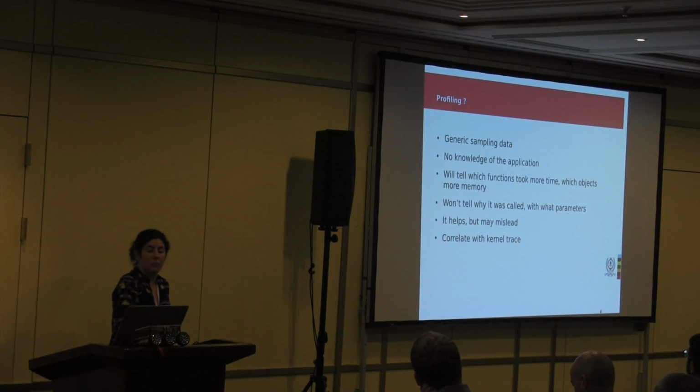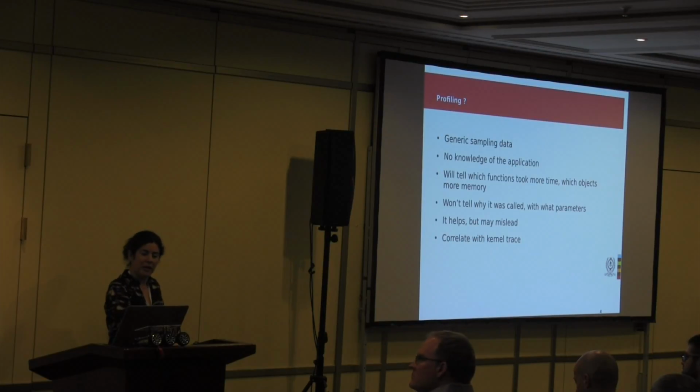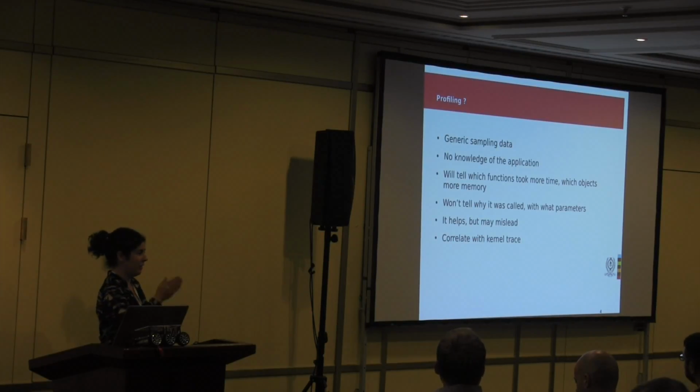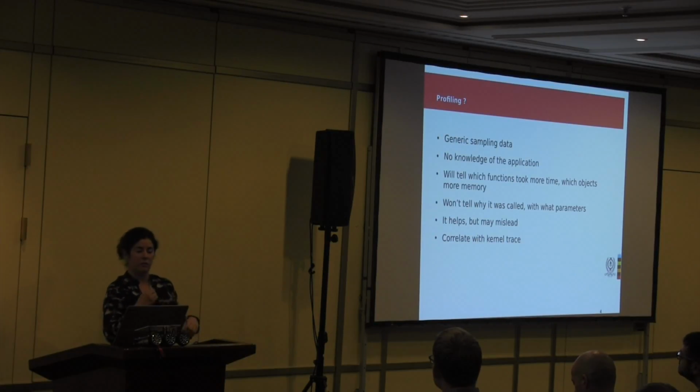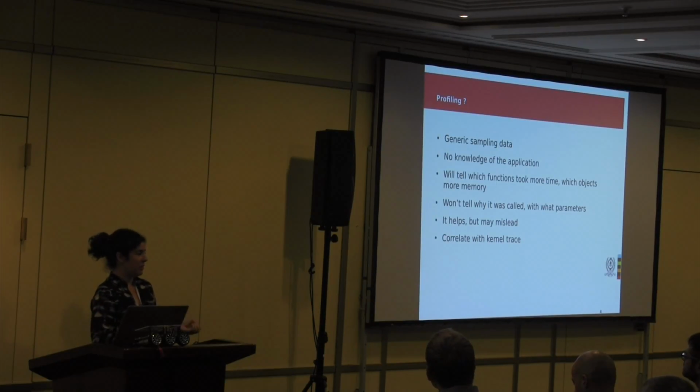We could use a profiler. That's easy. There are a lot of Java profilers around. We just need to plug it in and start profiling. It will take generic sampling data at different times. It requires no knowledge of the application. But what we get in return is aggregated data of which functions took more time, which objects took more memory, but it won't tell us why these methods were called, why those threads were spawned, with what parameters. It may help, but it may also mislead when you use only the profiling data.